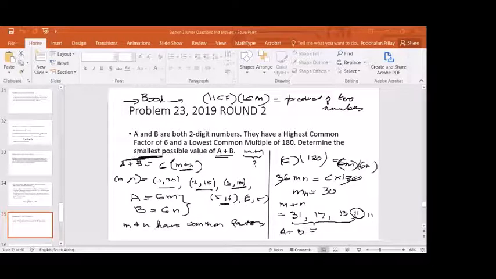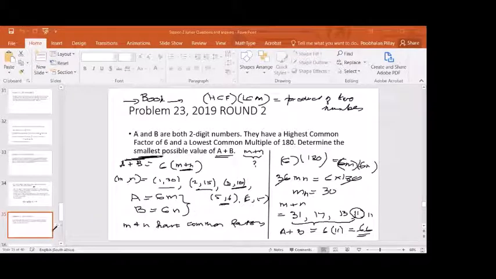What is the smallest? So there are many possible values for a and b, which we've written down. So this will be 6 times 11, because that's the smallest value for m plus n. And the answer is 66. So that is the solution to problem number 23 of round 2.